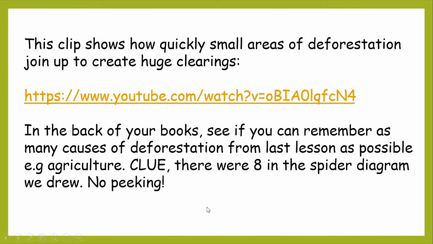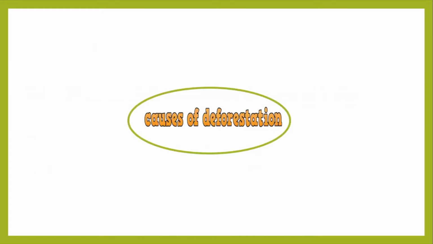So last lesson we discussed the reasons behind that rate of deforestation. In the back of your books, from memory if you can, there were 8 of them. See if you can list the reasons that we put in that spider diagram why the rainforest is being removed. For example, cattle ranching. Pause the video here a moment and see how many you can remember. Okay, let's see how well you did.